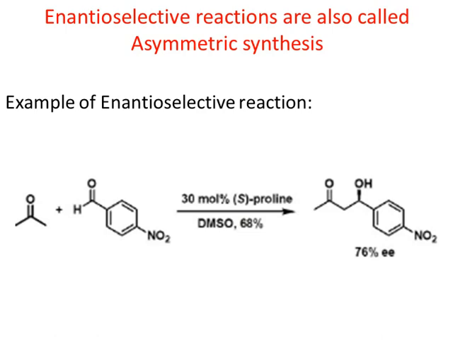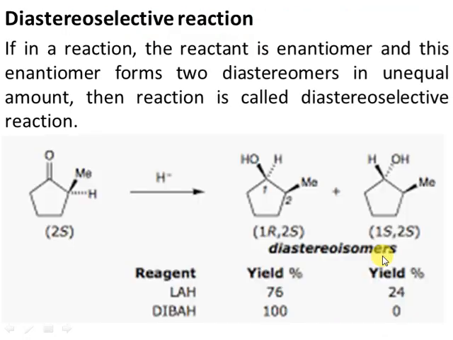So you can see that this reaction can form two isomers, but this isomer is forming in excess. So this reaction is preferring the formation of this product. This is known as an enantioselective reaction, because the reaction is preferring the formation of one of the two enantiomers in excess.